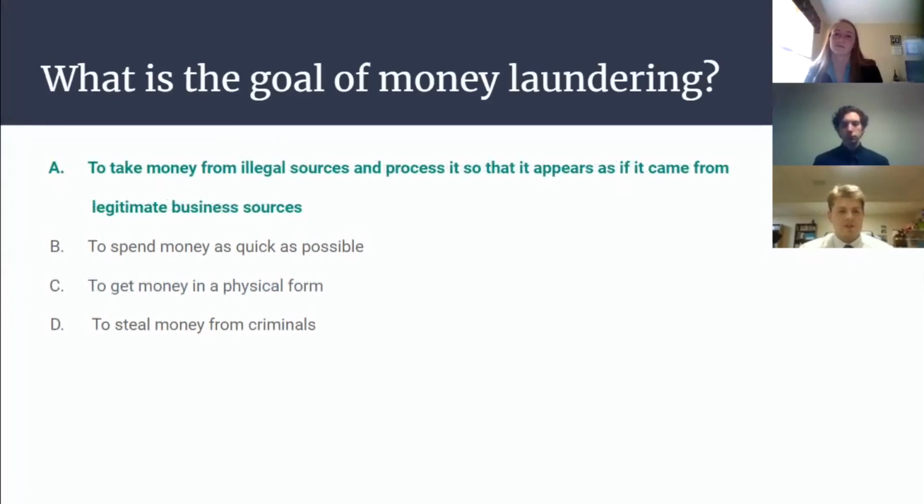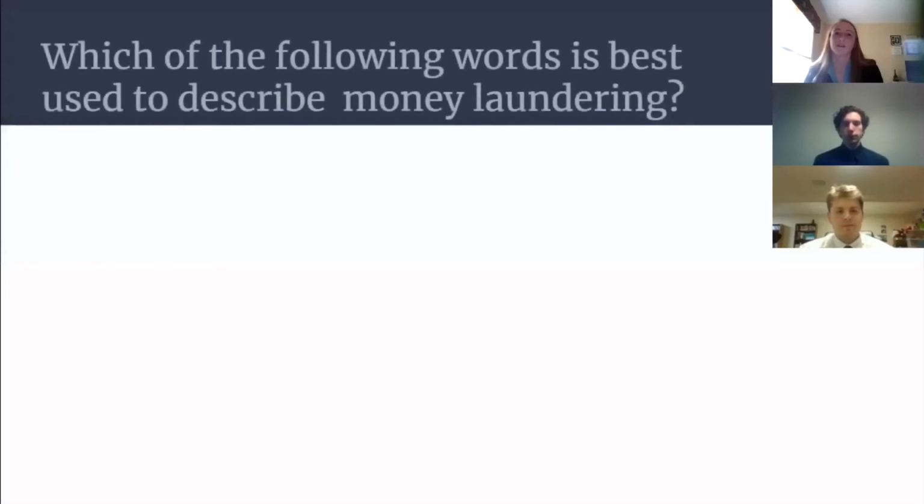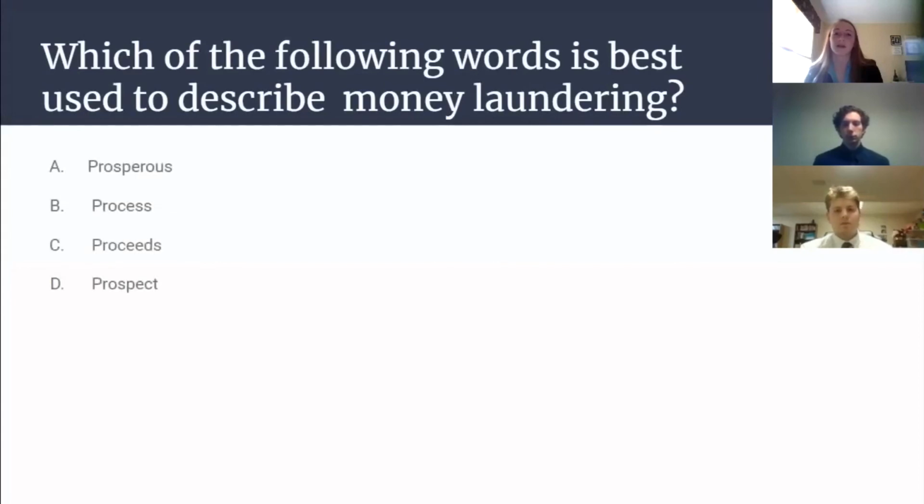The correct answer is A, to take money from illegal sources and process it so that it appears as if it came from legitimate business sources. The second question is, which of the following words is best used to describe money laundering? A, prosperous, B, process, C, proceeds, or D, prospect? The correct answer is B, process.